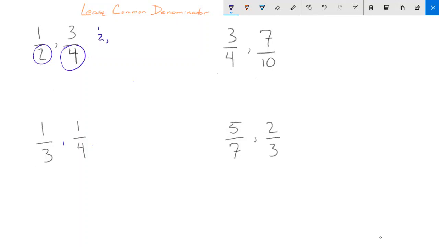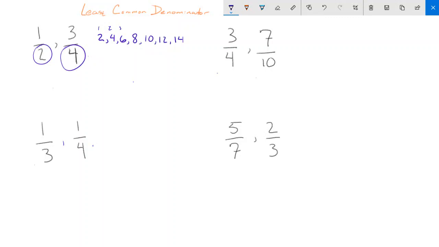times 1 is 2, 2 times 2 is 4, and then 2 times 3 is 6, and then you might pick up on this is kind of like counting by 2, so 2, 4, 6, 8, 10, 12, and then 14, and so forth. We could go on and on and on, right? Because there's infinite multiples of 2.